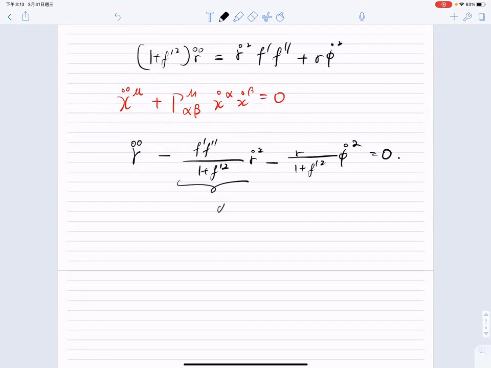Alpha equal to beta equal to r term. And here we substitute mu equal to r. So this guy would be the gamma r, which is the 111.